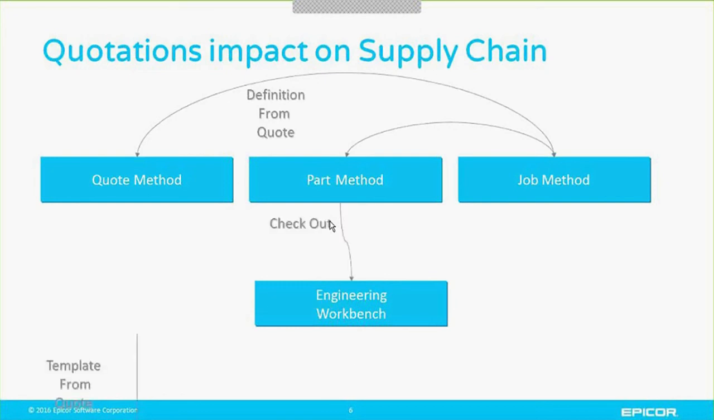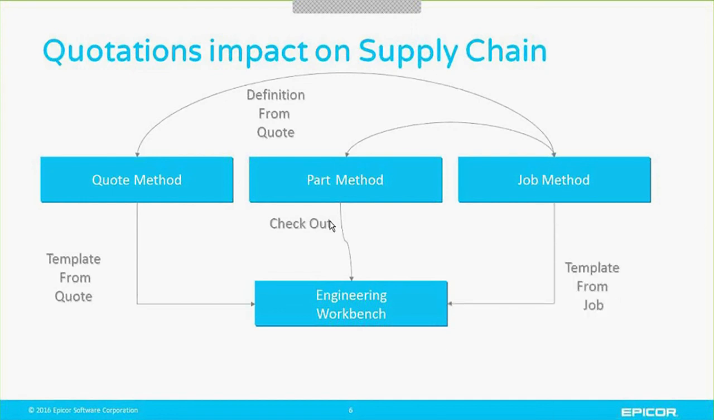You can check out the part, and then you can induce the method of manufacture from either the template created from the quote or the template created from the job after execution. So you have three methods of drawing that together, saying, well, I quoted it like this. They asked for a prototype, so I went and executed the job. That was successful. They now want to buy 10,000 over the next year.